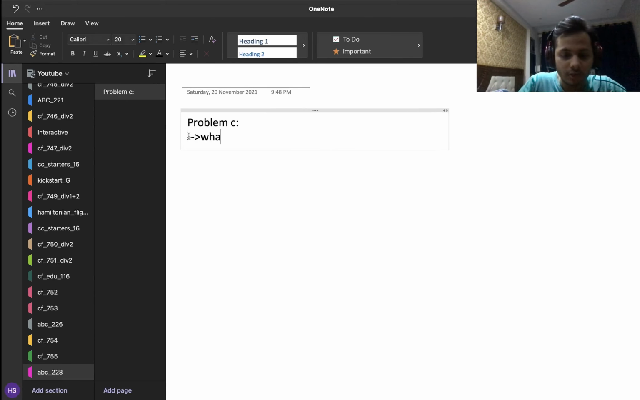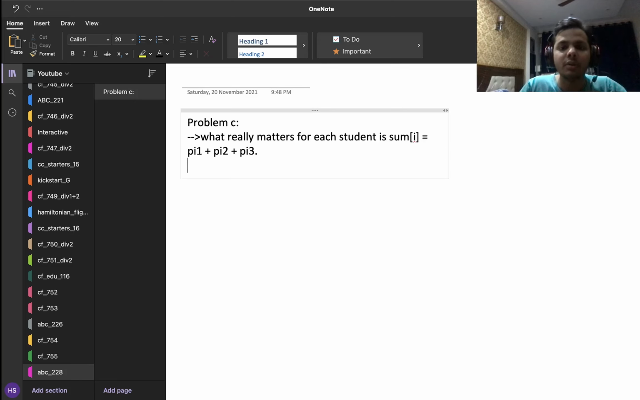So the first observation is that what really matters for each student is Pi1 plus Pi2 plus Pi3. So let's say that sum of I is equal to Pi1 plus Pi2 plus Pi3, because obviously we don't have to do anything with the separate marks scored by every student in every day. What really matters here is the sum of marks scored by every student in the first 3 days.